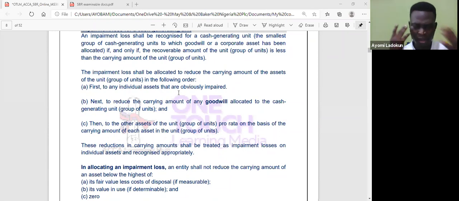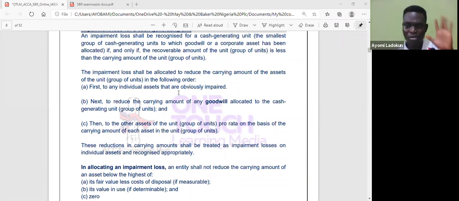So let me try to figure out some figures. Let me use it to explain, then I'll use a real question to further demonstrate that. So let's say we have goodwill, patent, and all of that. You have their carrying amount. So when you compute the impairment losses, I'm sure everybody can compute that.